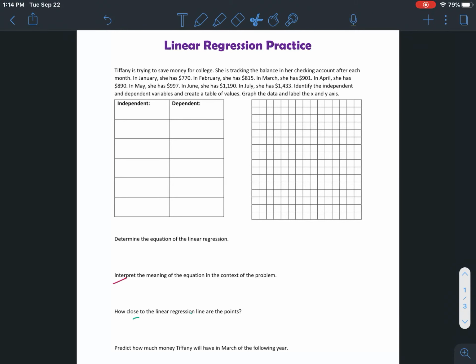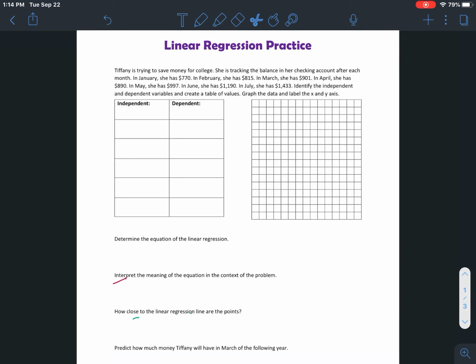So a little bit more practice with linear regression, line of best fit using Desmos. We'll go through the first problem together, and then I think I'll let you guys try the second one on your own to see how you do.